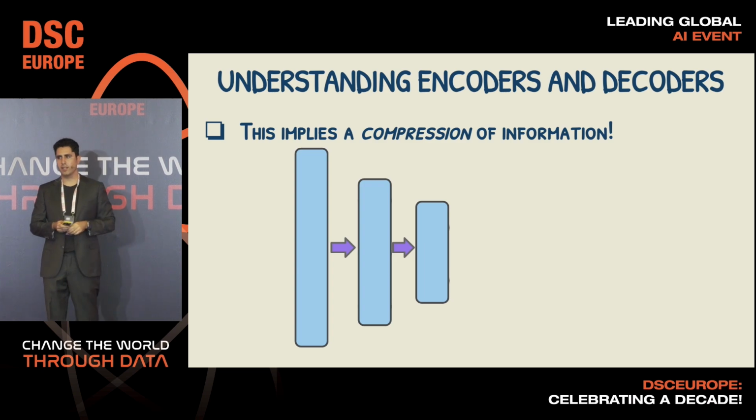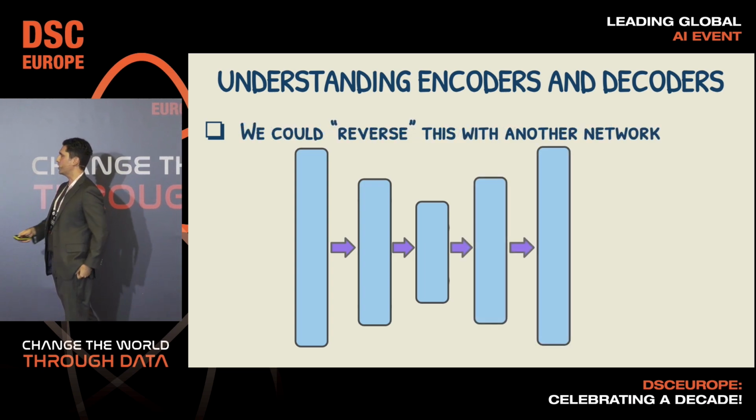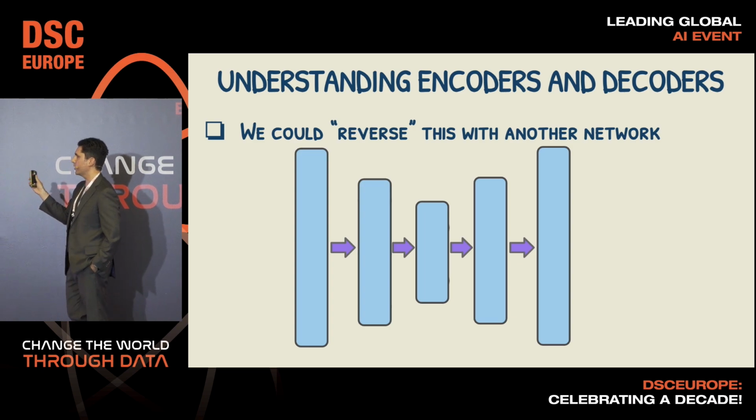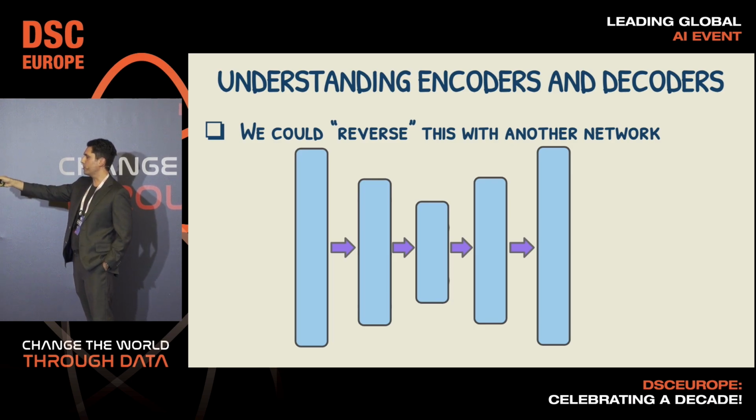And on the other side of things, I could have a decoder going the other way, right? So I could reverse this with another network, and if I attach these together, I have an encoding and decoding process. Essentially, taking some information, compressing it into some latent space, and then I could decompress, so to speak.